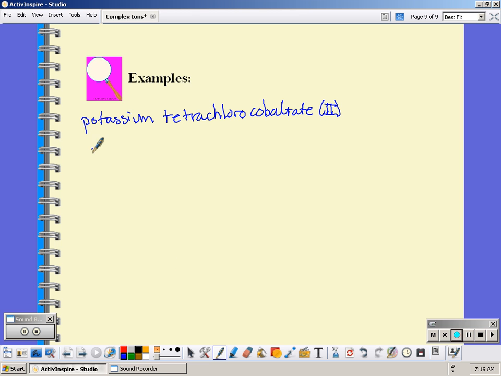Over here I have the element cobalt as my metal, so I'm going to put my brackets, and you always list the metal first, then the ligand. So the name and the formula are kind of swapped in the order. Chloro is chlorine, so Cl, and then tetra tells me I have 4 of those.